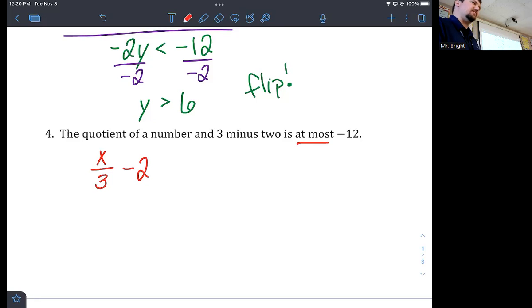What sign should I use? Less than or equal to. Less than or equal to is correct. Nice job. If it says at most negative 12, that makes negative 12 the maximum. And if it can't be any bigger than negative 12, it's going to be less than or equal to that. Okay. All right, Olivia, should I get rid of the 3 or the negative 2 first? Negative 2. Great job. How do I do that?